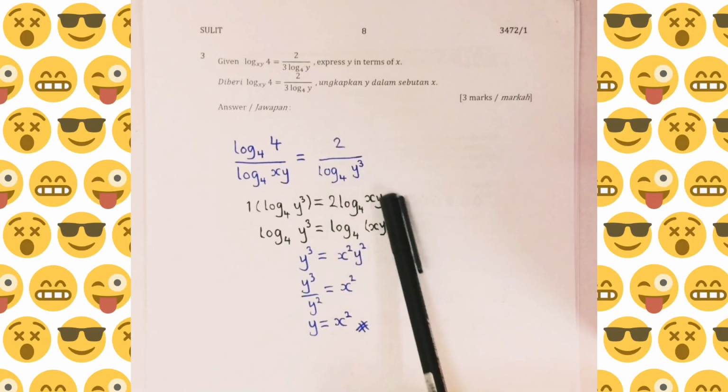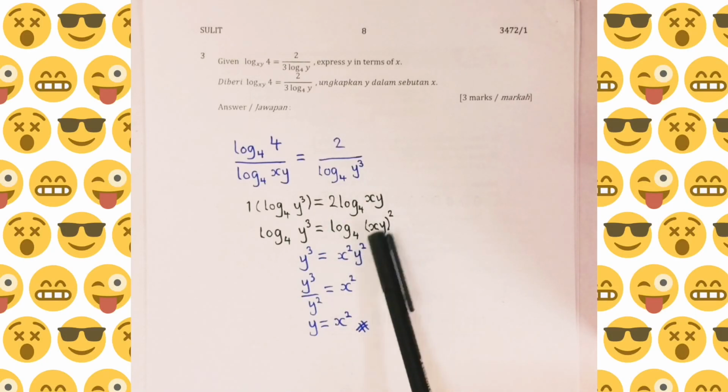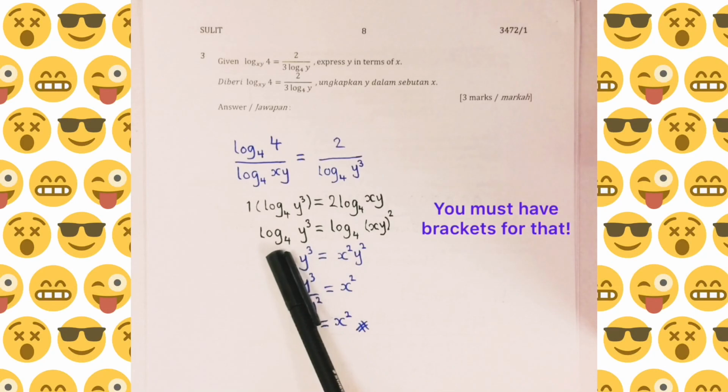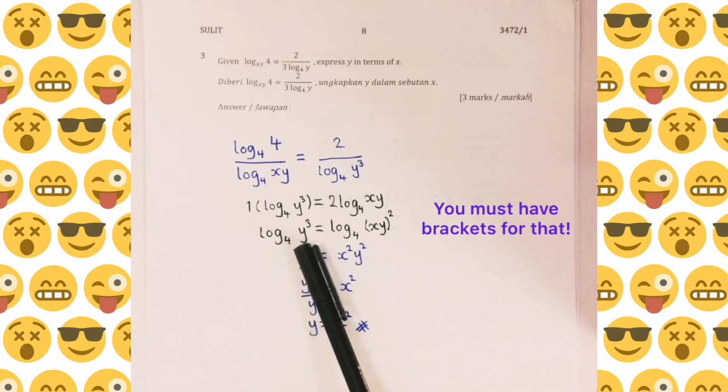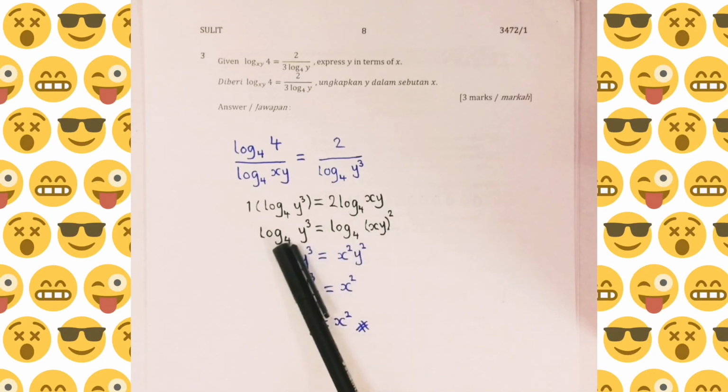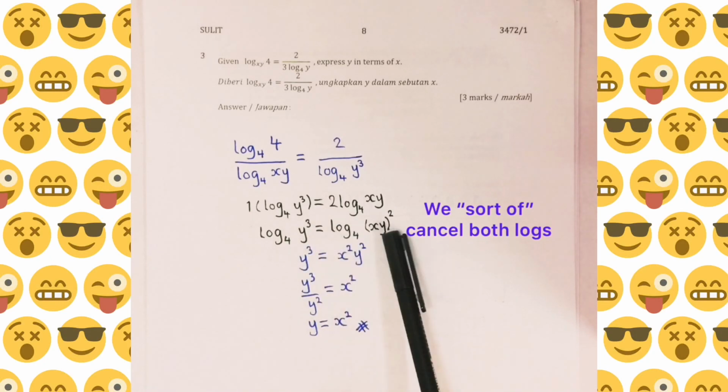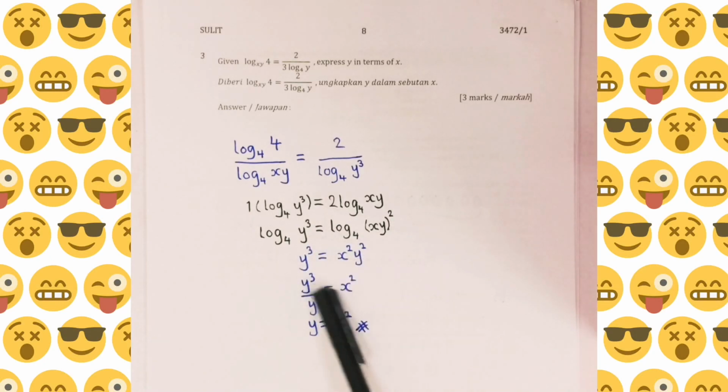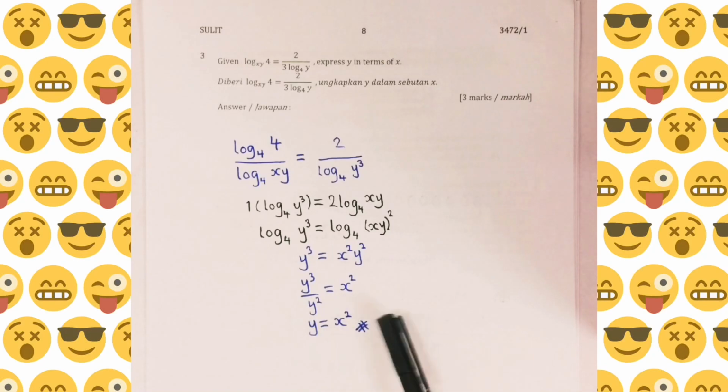Next step, I bring 2 above this term, so I'm going to square both x and y, which gives me x squared, y squared. If you look at this, you have both sides have log base 4 and log base 4. You can sort of cancel the log, and then you only take y cubed equals to x squared, y squared. You bring over y squared, and then you simplify. So the answer is y equals to x squared.